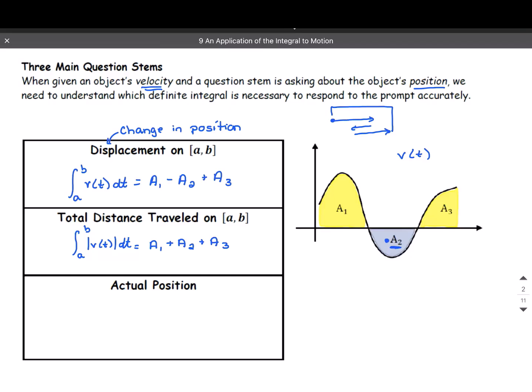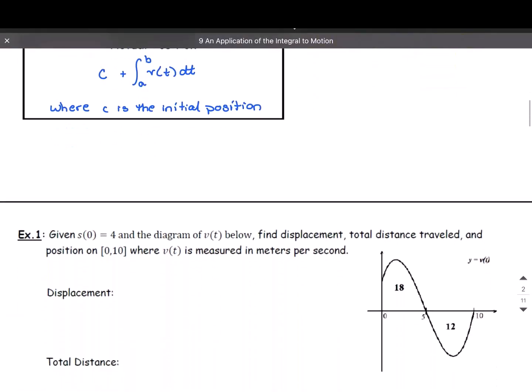Now, if we want to know the actual position of a particle, remember, the integral from a to b of v of t tells us how far it's moved, right? But if I add its starting position, that will tell us where we ended up, where C is the initial or starting position. So let's try an example to see how that works.